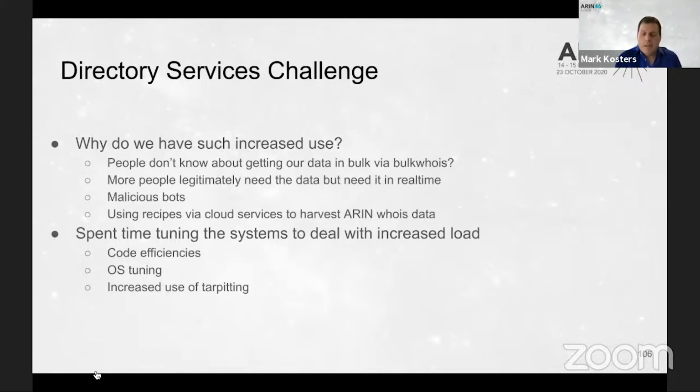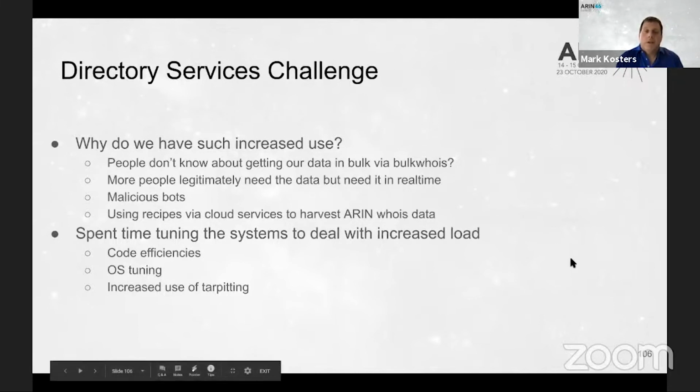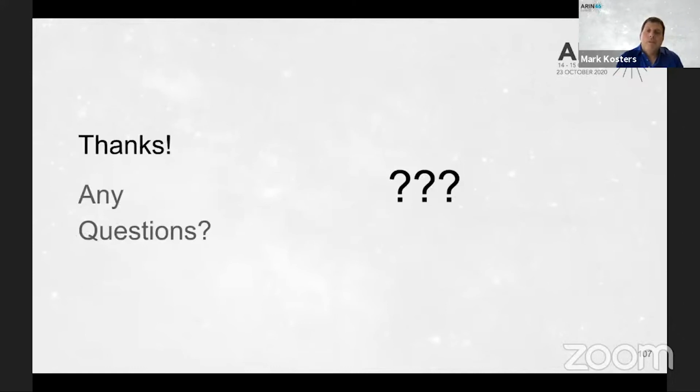So the end result is we spend a large part of the time tuning our systems to deal with the increased load. We've done a lot of code efficiency work, we've done a lot of OS tuning work, and we've also increased the use of tar pitting on our load balancers. Essentially, if they come over a particular query threshold, we put them in the slow lane, and after a period of time, if they keep up that traffic, we start dropping their queries. Next slide, please. So with that, any questions?